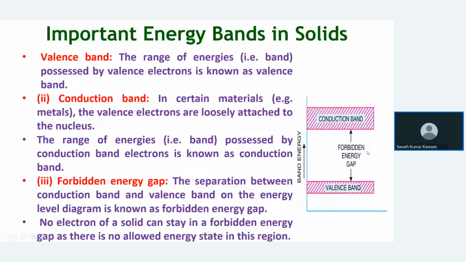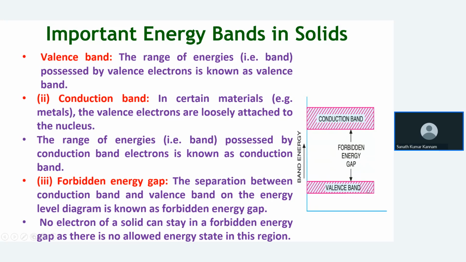If you take the energy bands, there are two types: the valence band and the conduction band. The valence band is the range of energies that the band possesses for electrons. That means whatever electrons are present associated with the atomic structure. The electrons present in the atomic structure, that is nothing but the valence band.